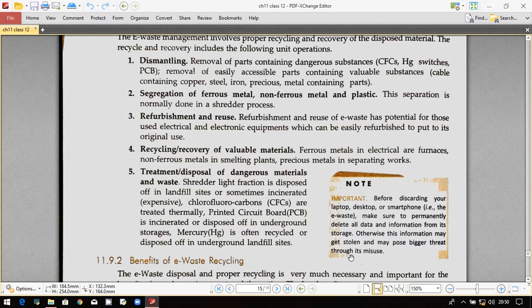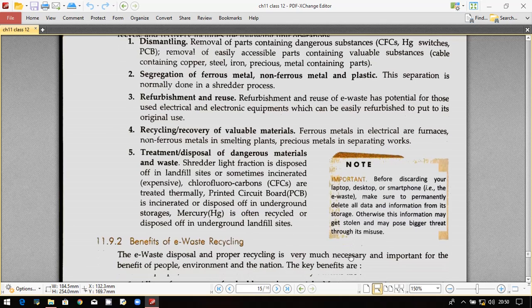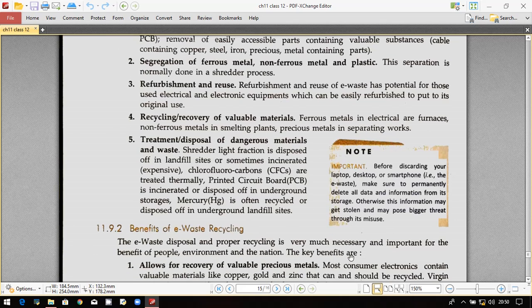If you are disposing of or discarding these things, you need to remove all the data which is already inside that laptop, desktop, or smartphone, so that it may not get lost in any case.